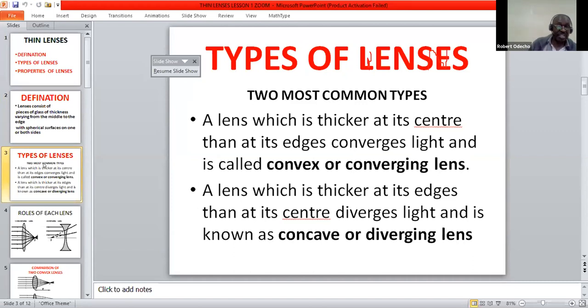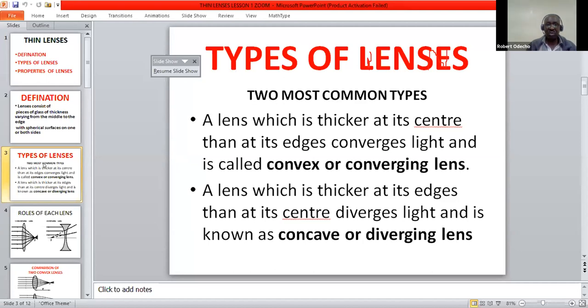Types of lenses. A lens that is thicker at its center than at its edges converges light and is called a convex lens.